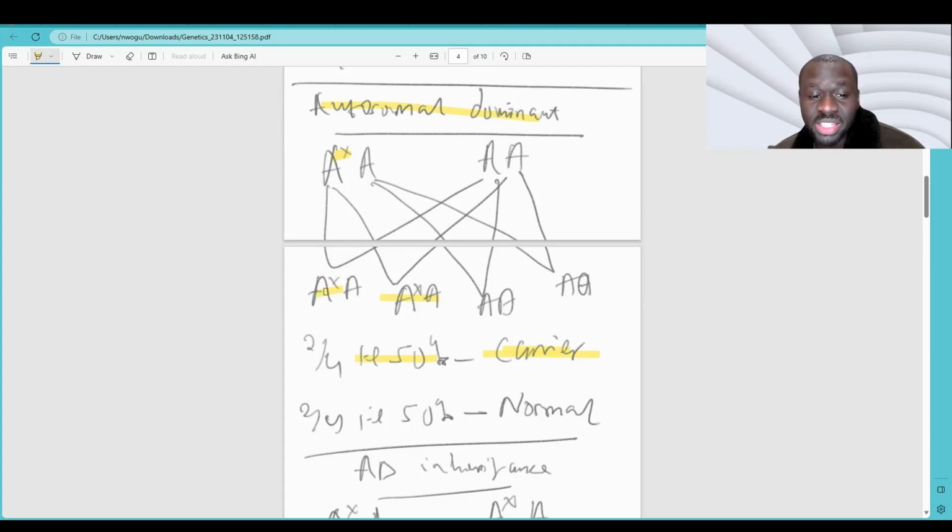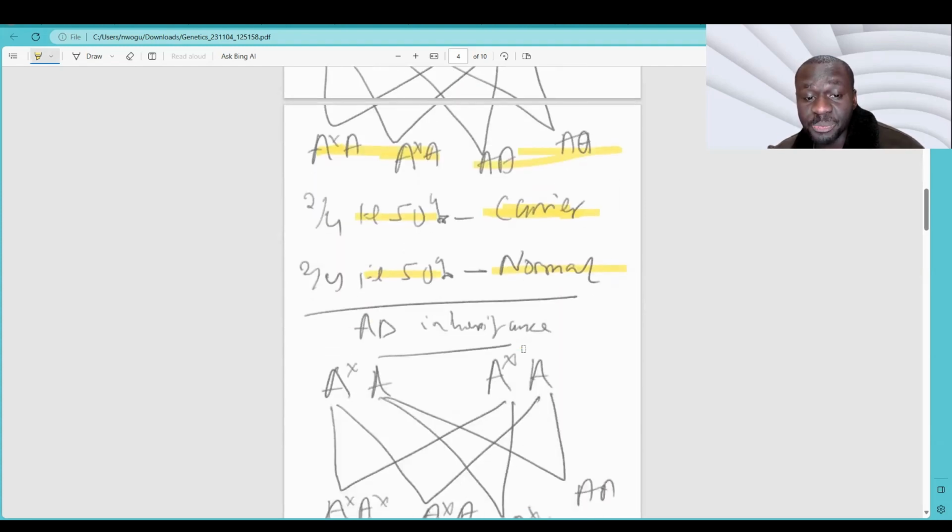But there's a 50% chance that whoever is your child from every pregnancy will have the condition, not be a carrier, will have the condition. And there's a 50%, which is 2 in 4 chance that the person will be normal. The person will not have the abnormal gene or will not have the condition.